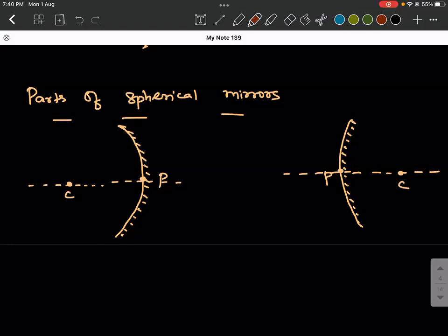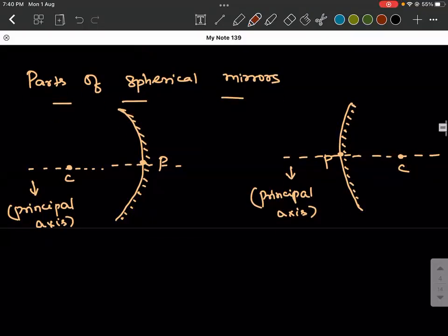Is the point clear? So did you understand the difference between pole and center of curvature? Pole is the center of the curved surface. Center of curvature is the center of the sphere of which the mirror was a part. So if you draw an imaginary line passing through the center of curvature and pole, you call that the principal axis. So it is called principal axis. Okay.